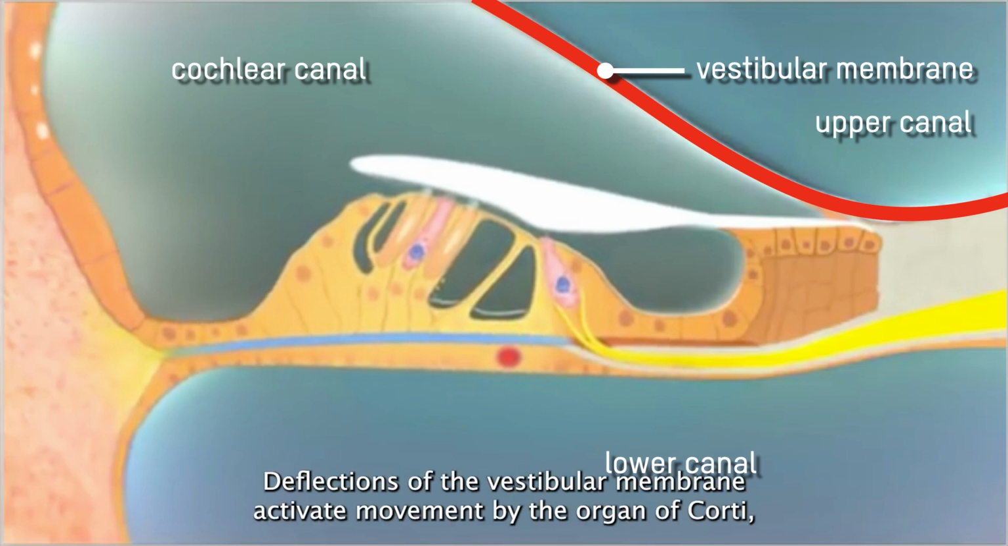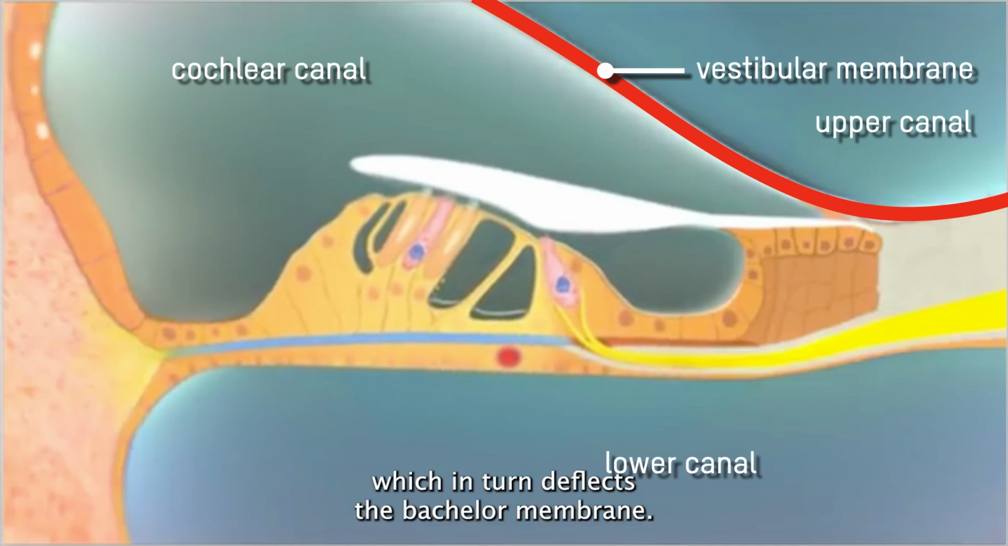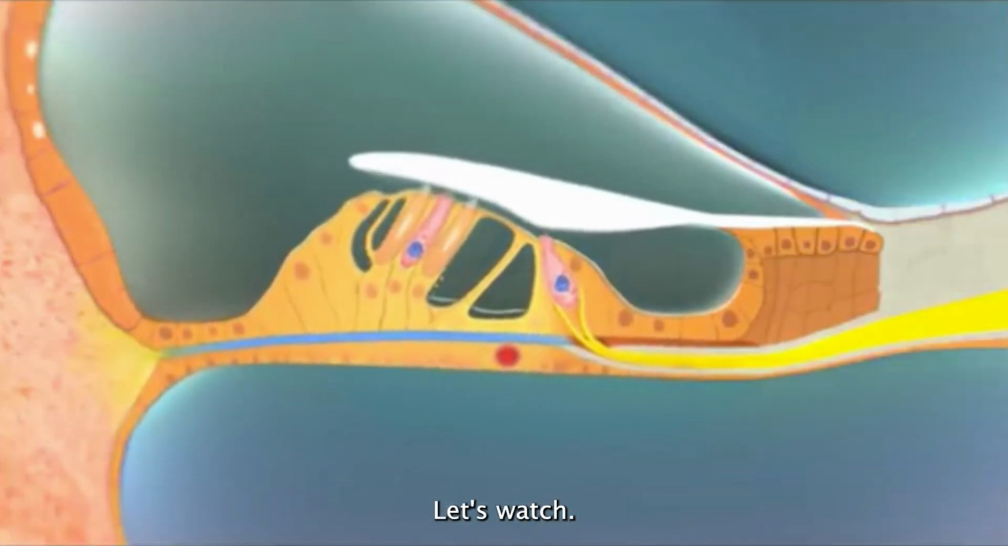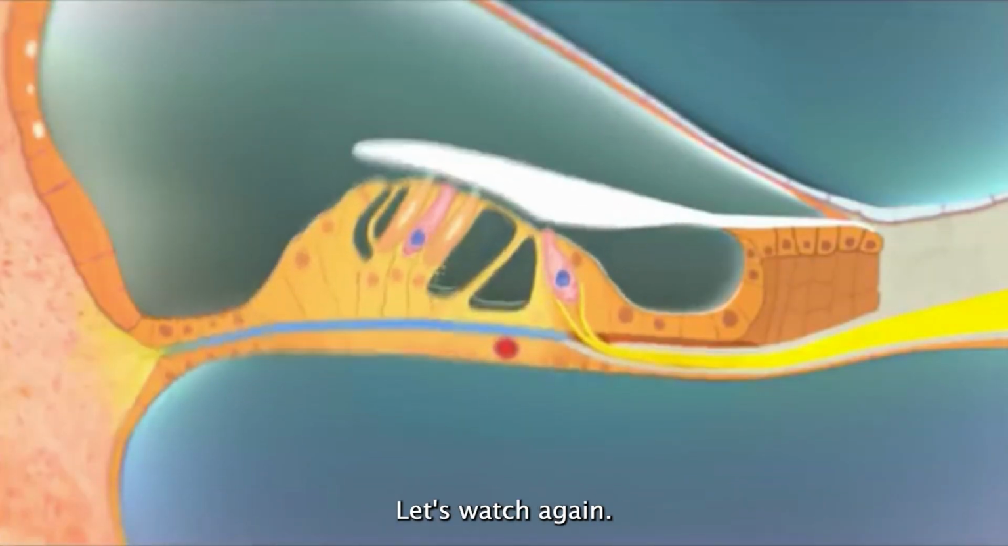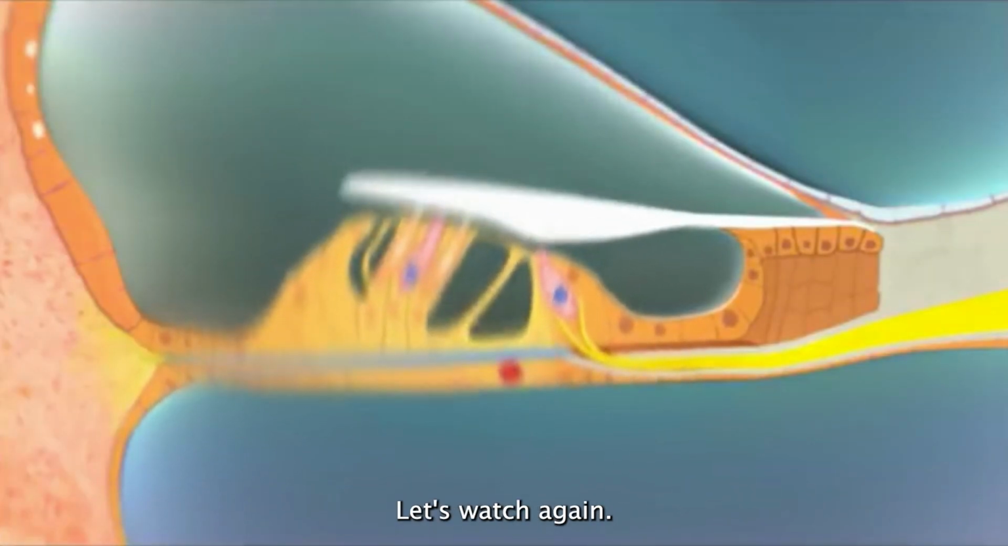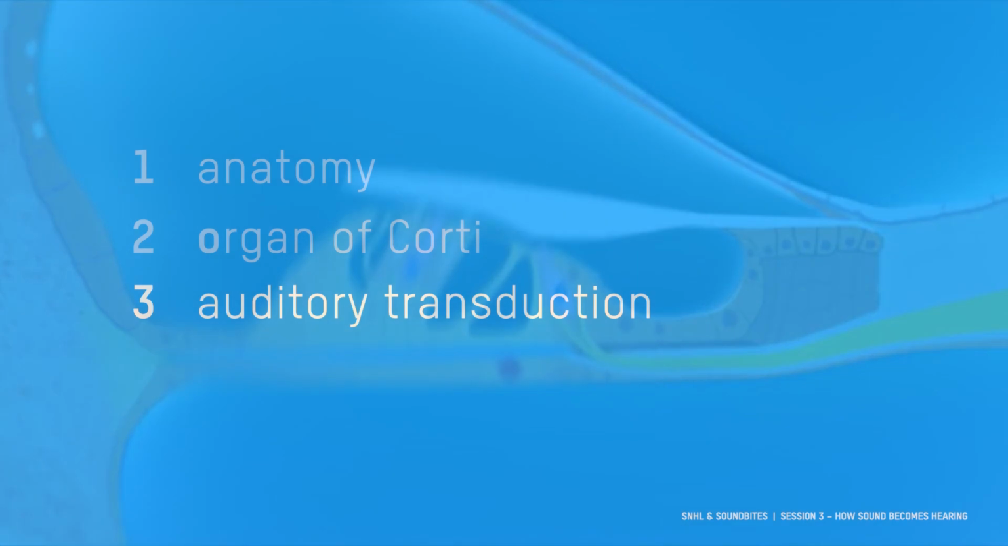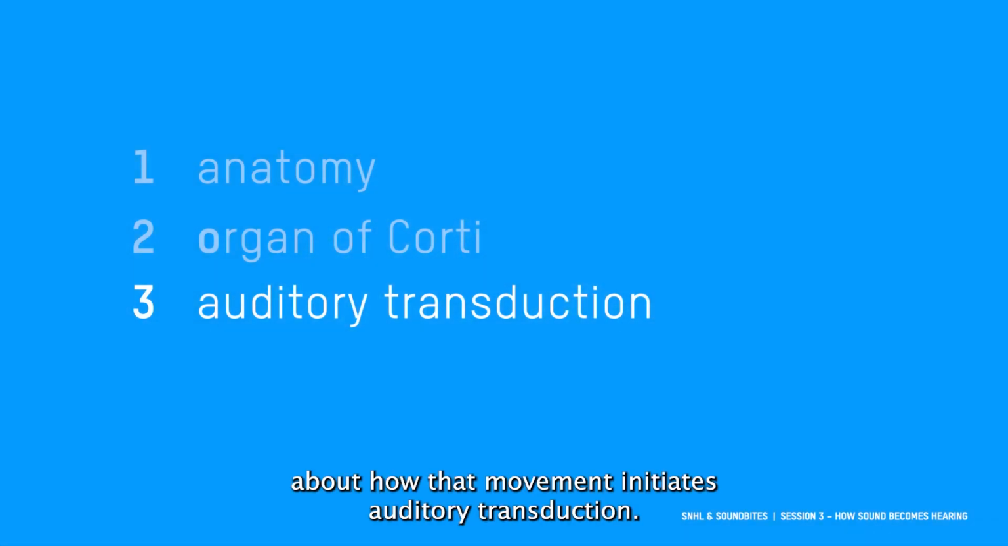Deflections of the vestibular membrane activate movement by the organ of Corti, which in turn deflects the basilar membrane. Let's watch. The vibrations can be very fast. Let's watch again. Now we'll learn about how that movement initiates auditory transduction.